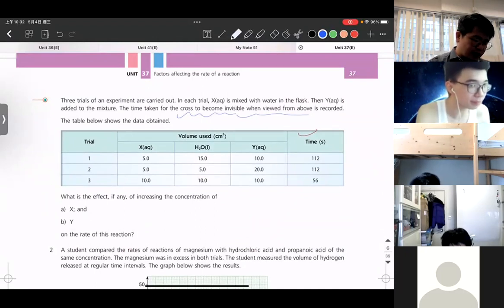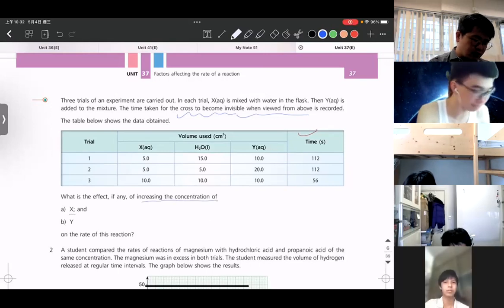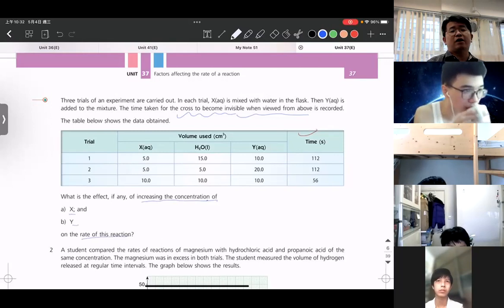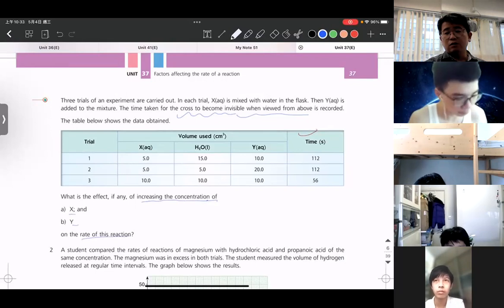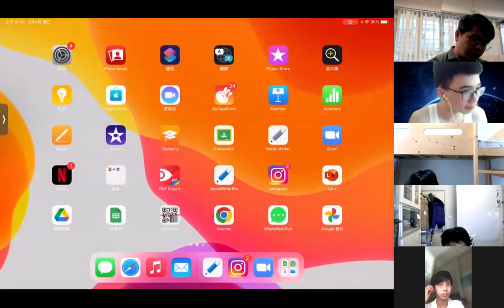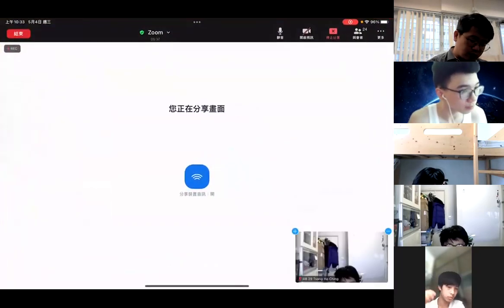So what is the effect, if any, of increasing concentration of X on the rate of reaction and the increasing concentration of Y? What is the rate? How will the rate of reaction be affected? You understand? Now, you may find it challenging, right? So how do you tackle the problem?